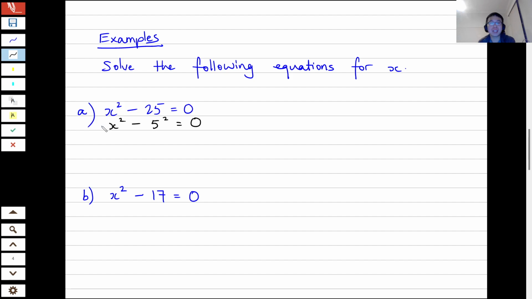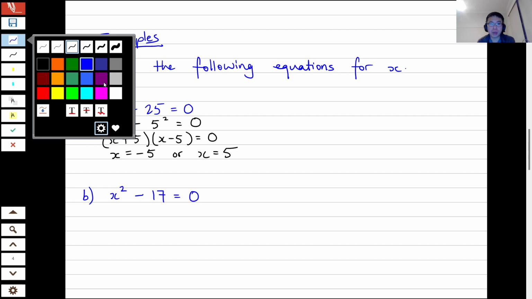And so this is a difference of perfect squares, which means I can write (x + 5)(x - 5) = 0. So that means either x + 5 = 0 or x - 5 = 0. In other words, x = -5 or x = 5. And we're done.